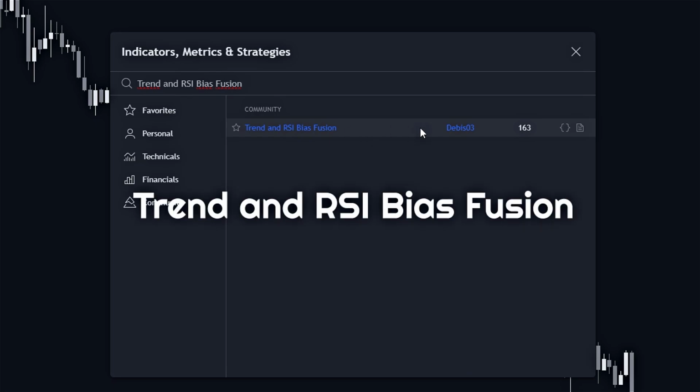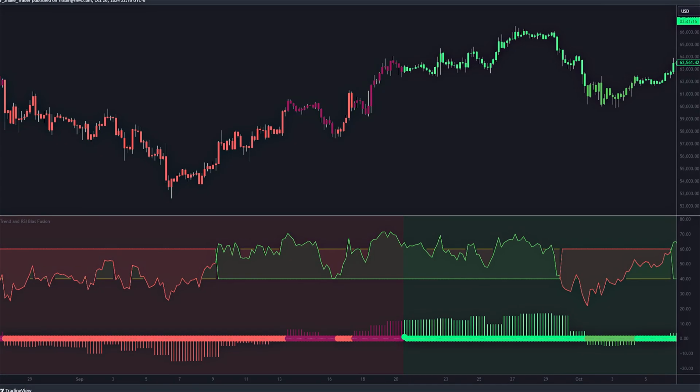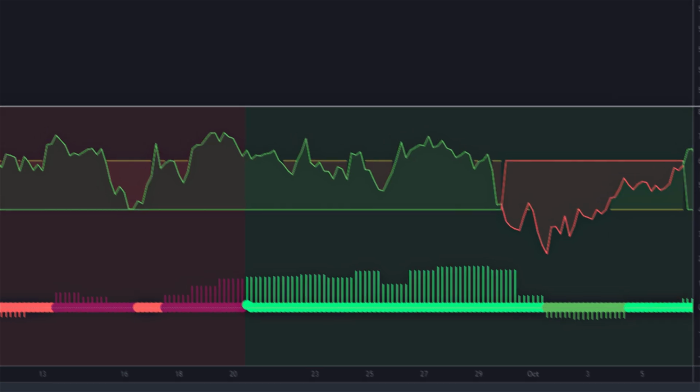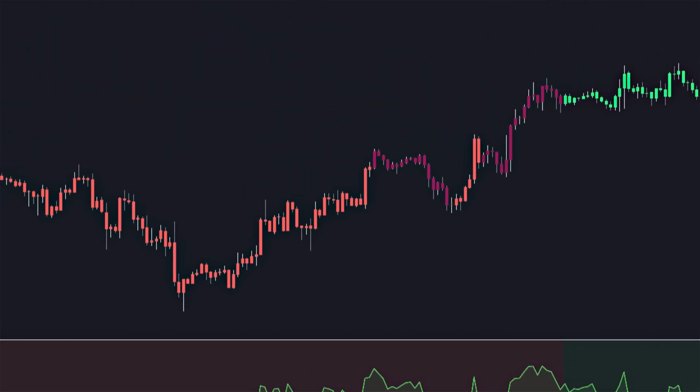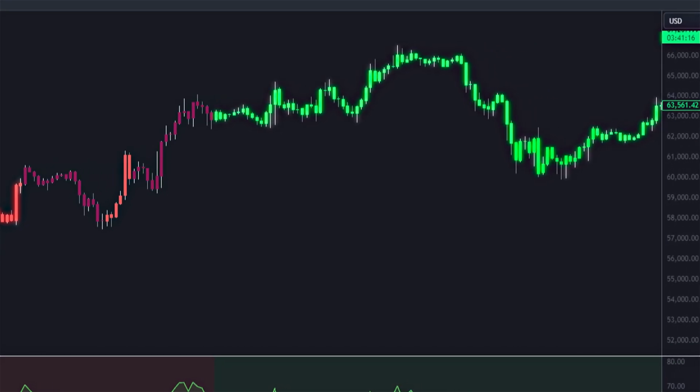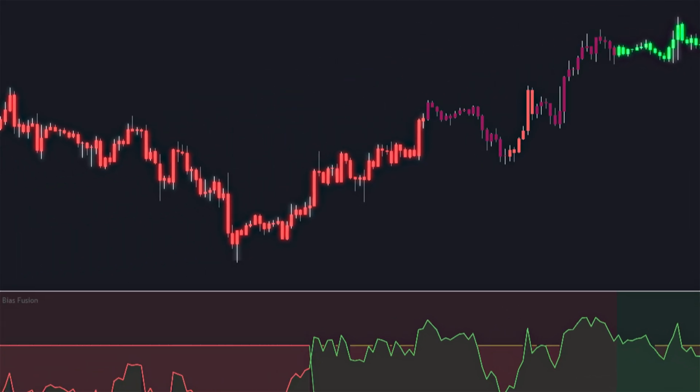We found it on TradingView under the name Trend and RSI Bias Fusion by Debith3. At first glance, we can see two indicators inside the indicator window, and the colored candles. The candles are painted according to the direction of the trend. For this, two moving averages are used, green for uptrend and red for downtrend.